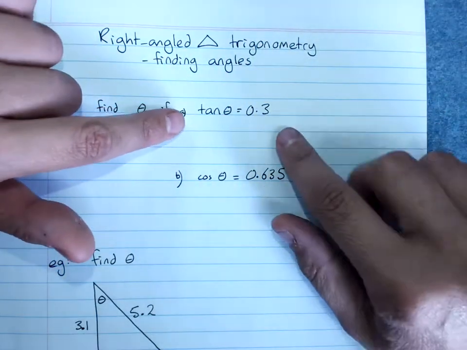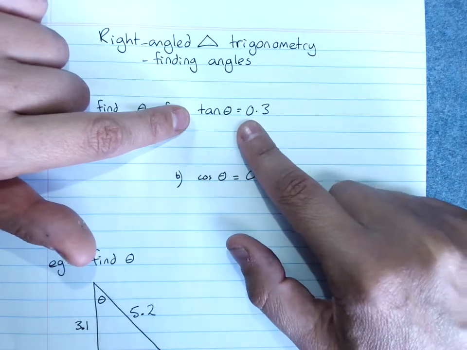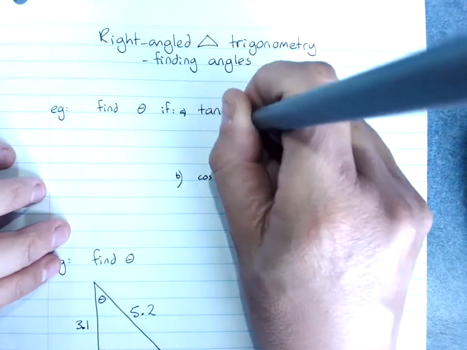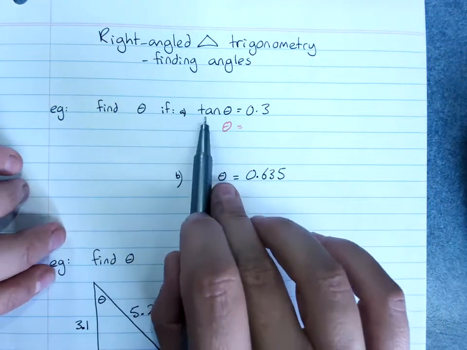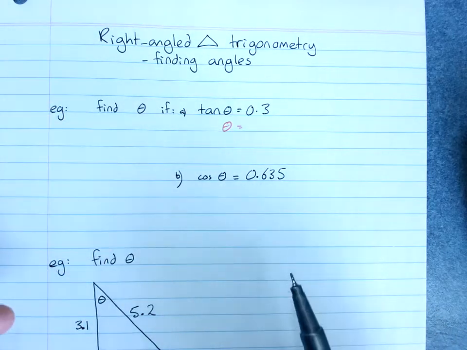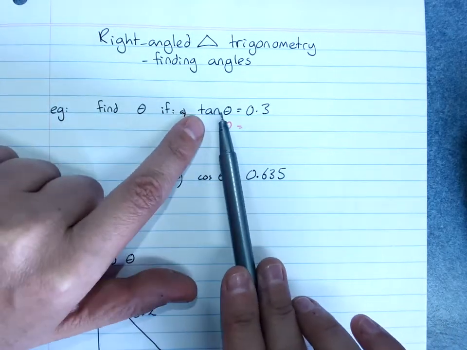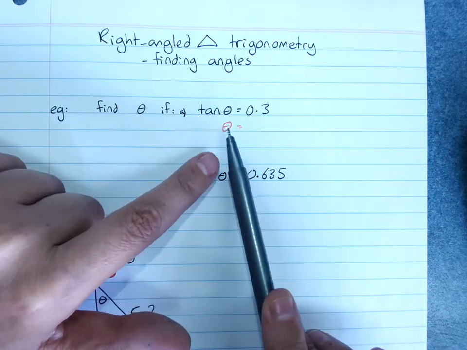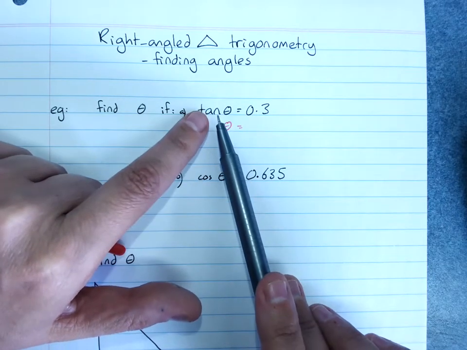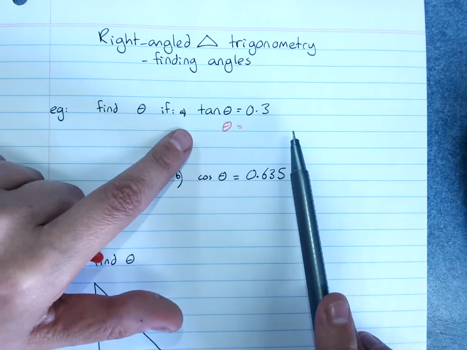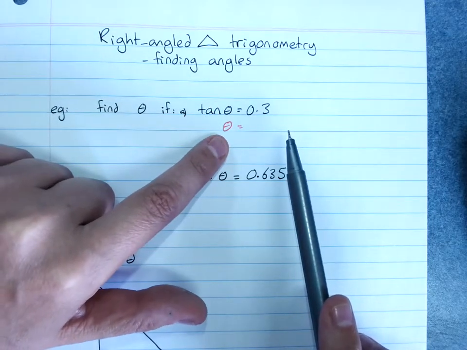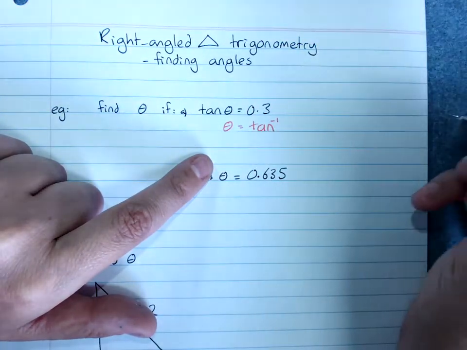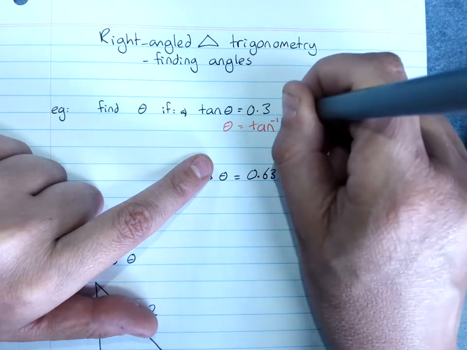Another way of thinking about it, I've got tan of the angle equals 0.3. I just want to find the angle, theta. This is an equation. When I'm solving an equation, I do the opposite of whatever I want to remove to both sides. So tan of the angle is 0.3. I want the angle on its own, so I need to do the opposite of tan to both sides. That will cancel this out here and just leave me with the angle. And the opposite of tan is inverse tan, or tan to the power -1.